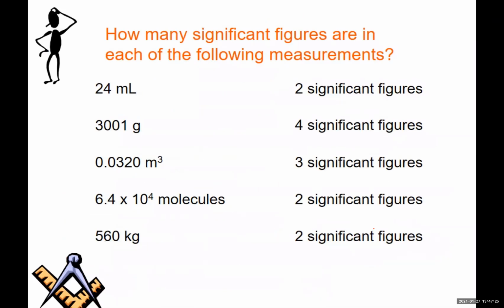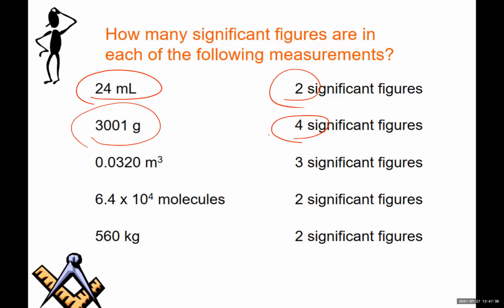And I go to the next slide. So how many significant figures? 2. How many here? 4. How many sig figs? In this case, this is not significant. Not significant. So only 3.